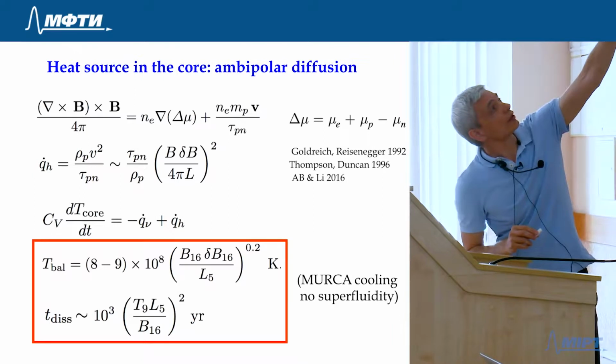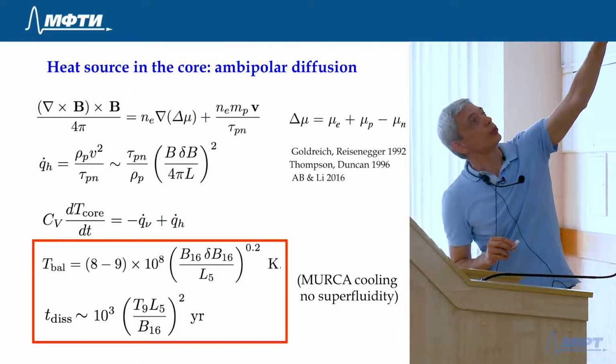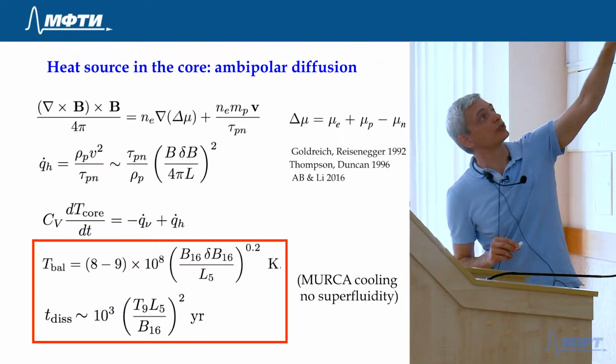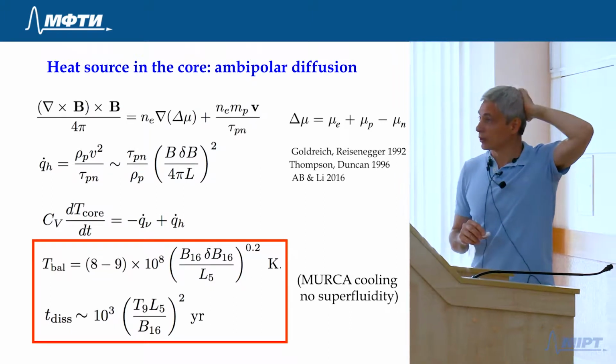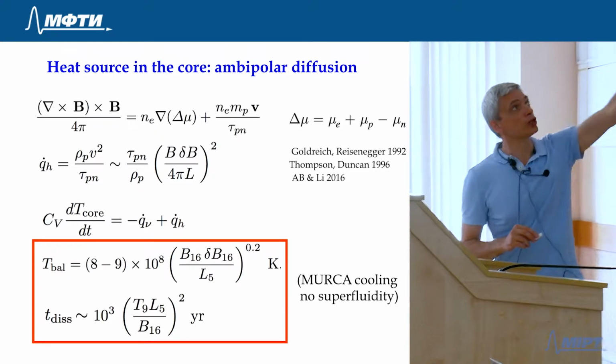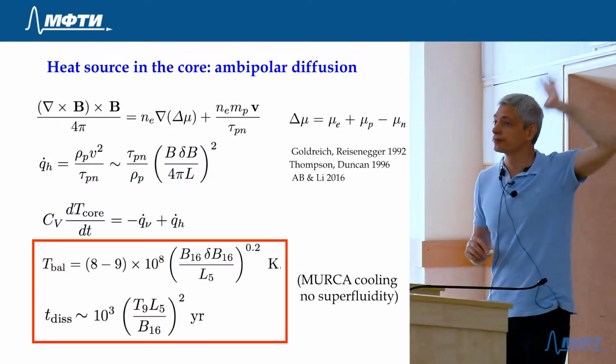The scaling with the field strength is 0.2. So it's B times delta B, the variation of B, over L, to the 0.2 power. So it's a rather slow scaling. You naturally get the right temperature. That's the point. Okay?